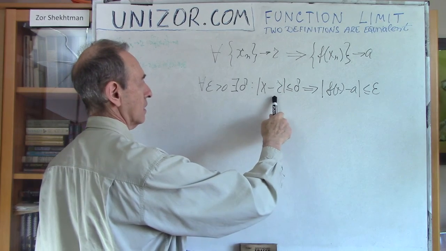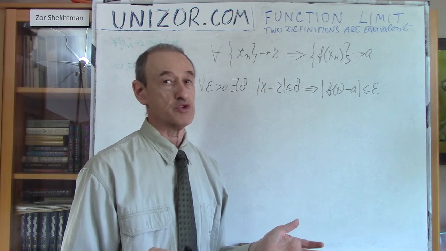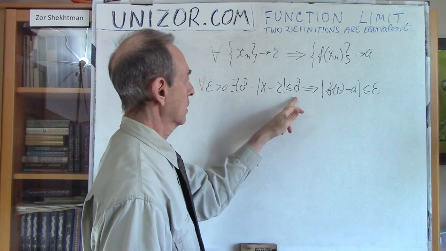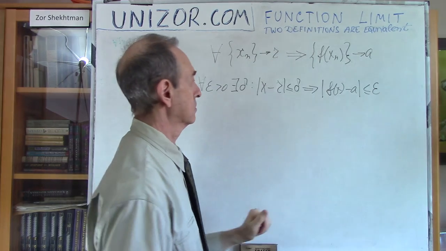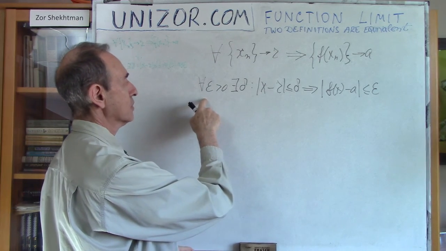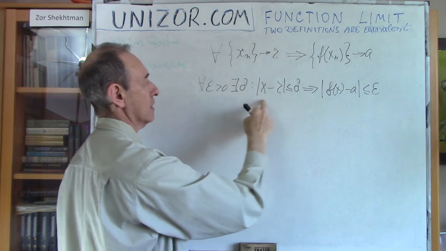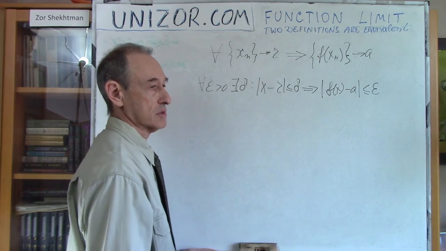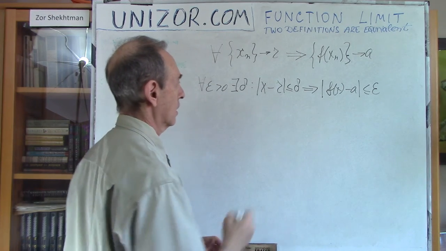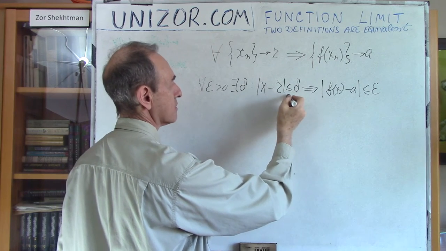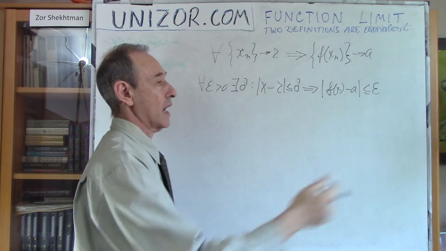It means that whatever value of delta I can choose, it doesn't really matter which one. From this does not follow. So I'm negating this: for some particular value of epsilon, there is no such delta that this is true. What does it mean that there is no such delta? It means that no matter what delta I choose, if my x is closer than this delta, my function would not be within this particular epsilon neighborhood. My function would be outside the neighborhood.